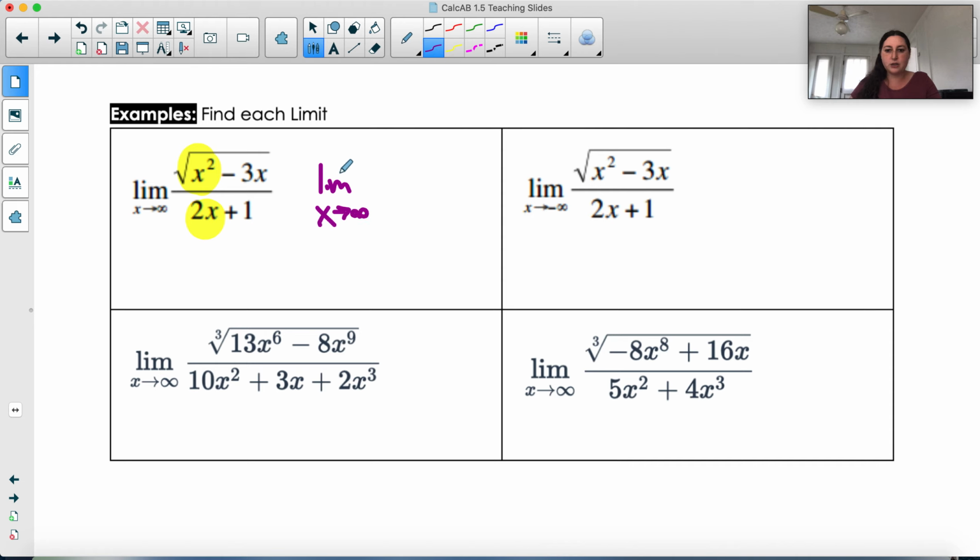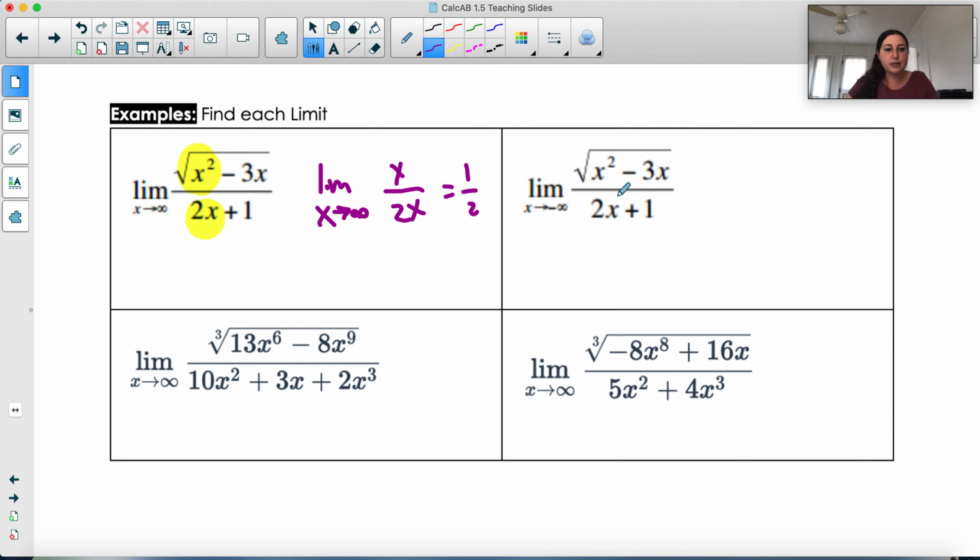The square root of x squared is just x, over 2x, so then the degrees are the same, so the limit is just 1/2, because it's 1 over 2. Okay, this is where it gets a tiny bit tricky. This is the exact same problem, only this is to negative infinity.